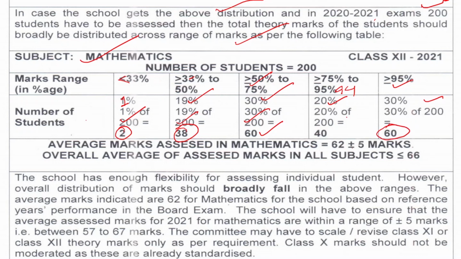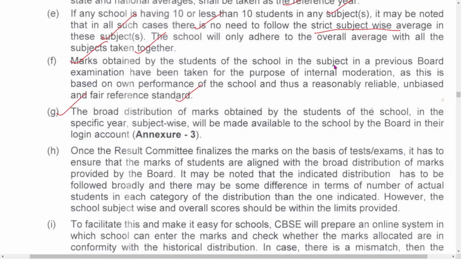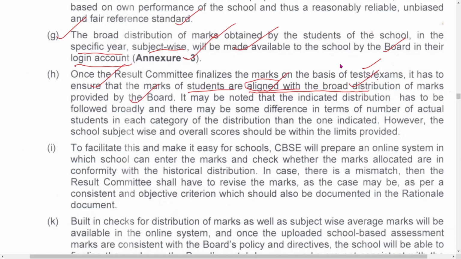This broad distribution should be followed in the year 2021 according to the previous one. This point is very important. The broad distribution of marks obtained by the students of the school in the specific year or reference year, subject-wise, will be made available to the school by the board in their login account. Annex 3. It has to be ensured that the marks of students are aligned with the broad distribution of marks provided by the board. It may be noted that the indicated distribution has to be followed broadly, and there may be some difference in the number of actual students in each category than the one indicated. However, the school subject-wise and overall scores should be within the limits provided.